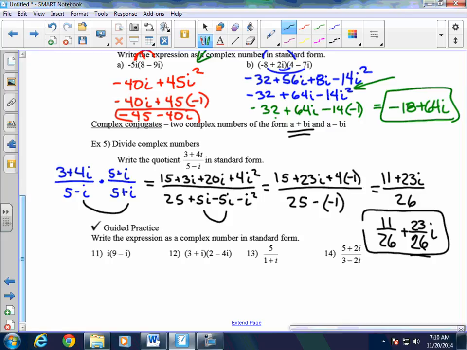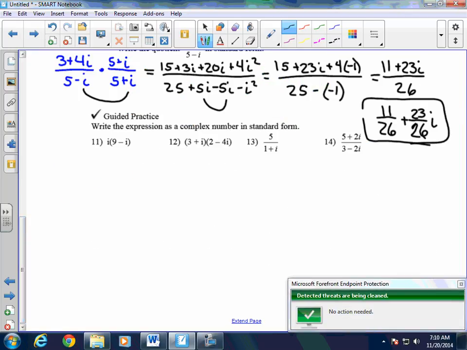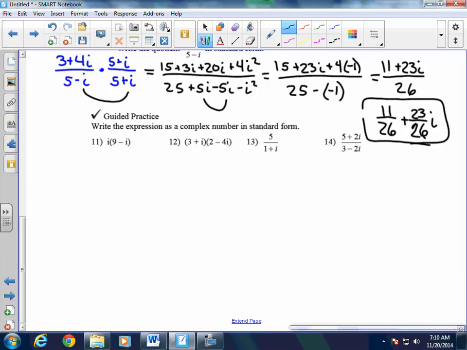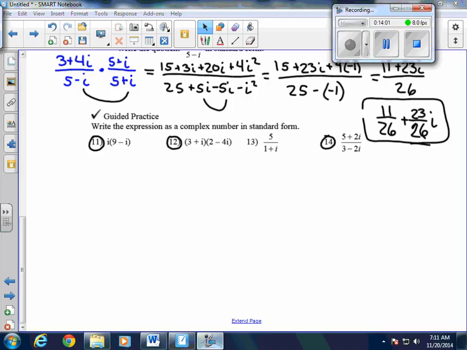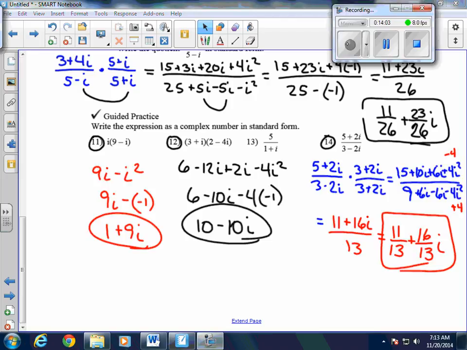So let's look at the guided practice problems. Let's do 11, 12, and 14. So go ahead and pause the video, and you can hit play when you are ready. There are the answers for the guided practice questions 11, 12, and 13.